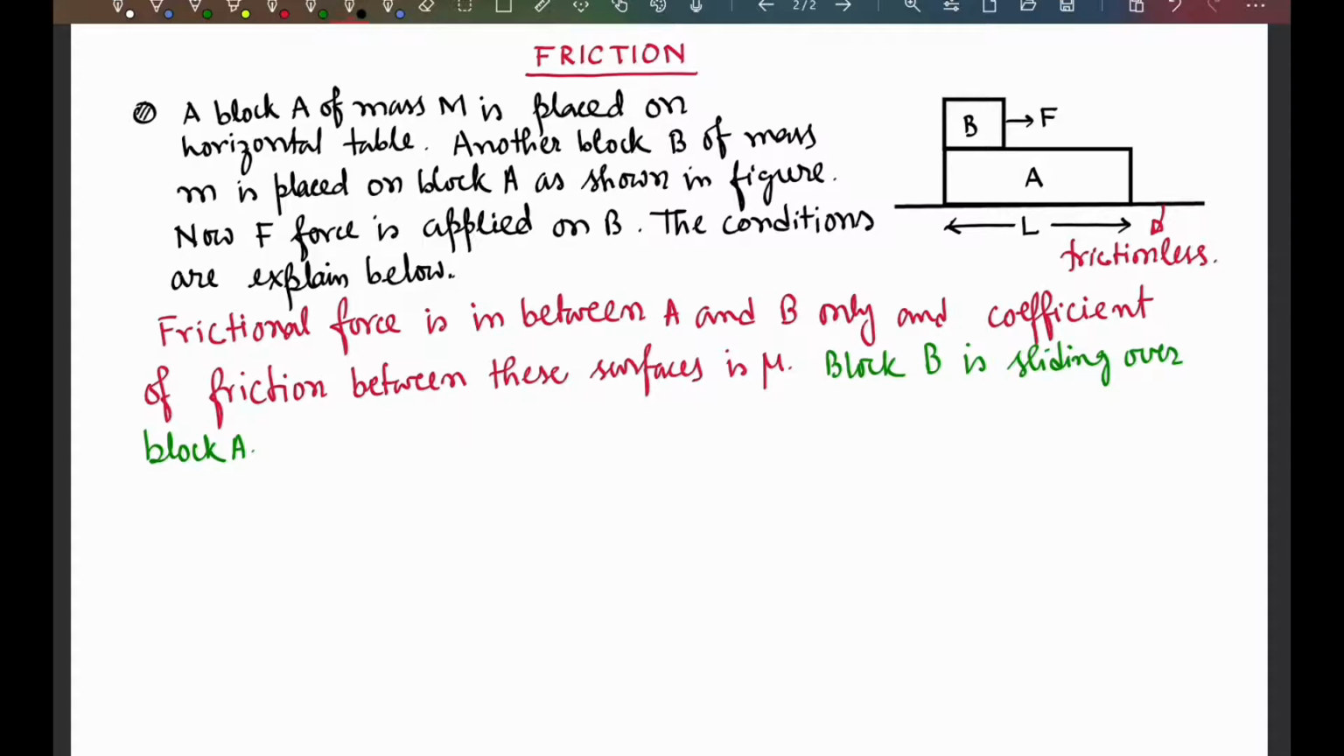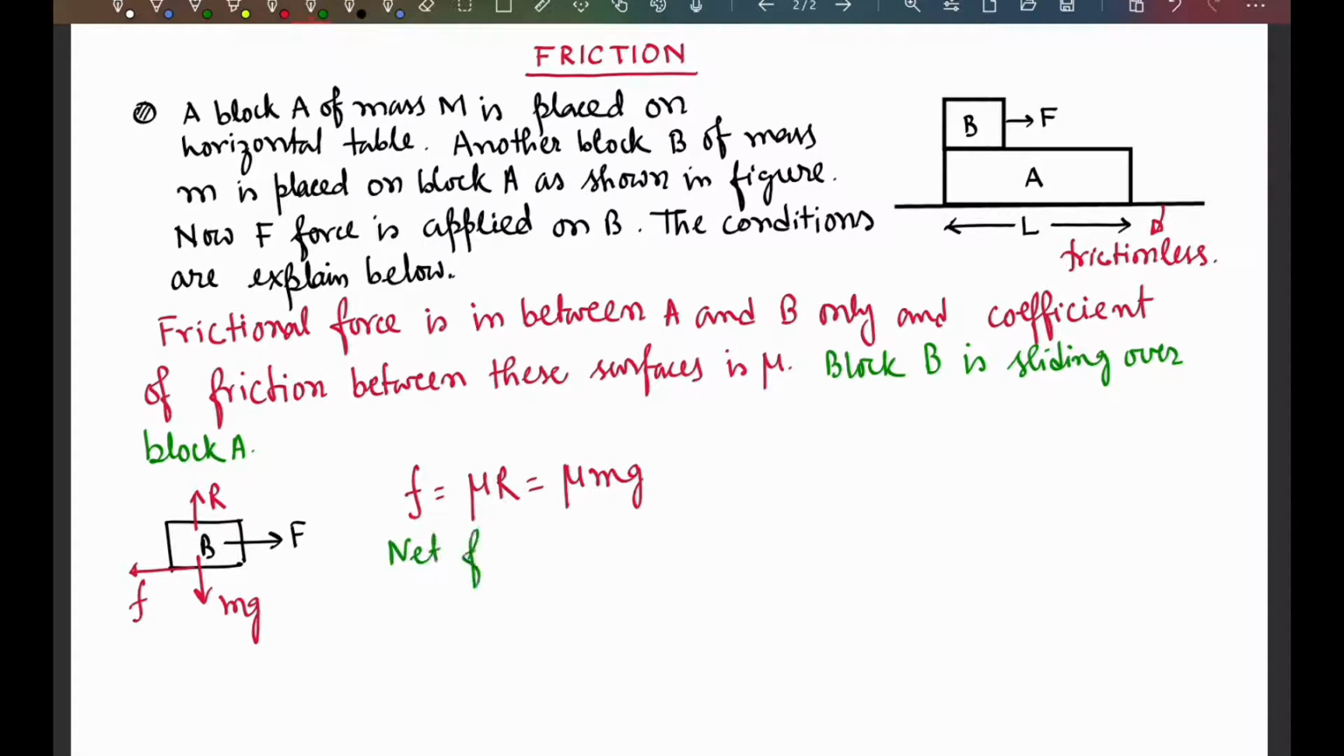If you consider the free body diagram for block B, then F is the external force, mg is the force acting on block B by the earth or gravity. Next, R is the reaction force acting on B by A, and the frictional force is f. Here f is mu into R, that is mu mg. As block B slides over block A, the net force acting on block B is F minus f, which is m into the acceleration of B. Therefore, the acceleration of B is F minus mu mg by m. This is equation 1.